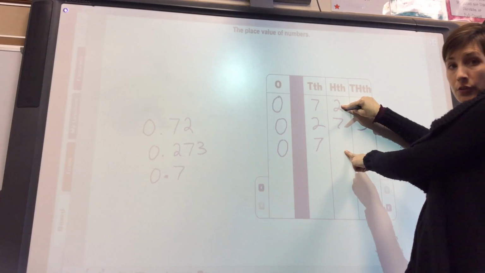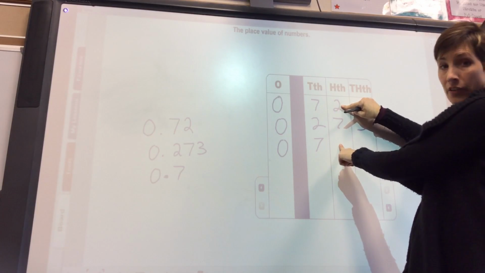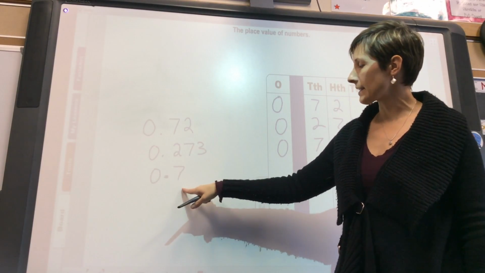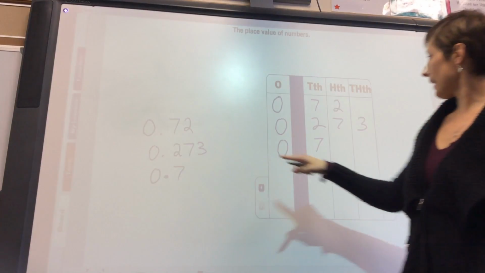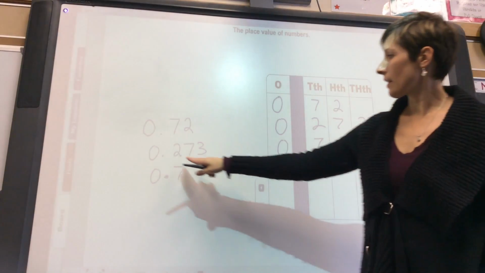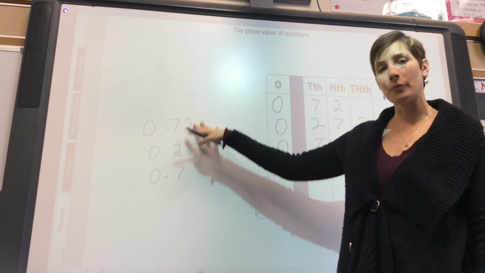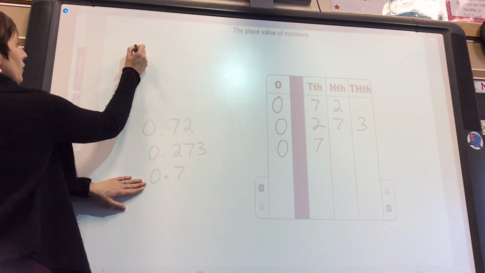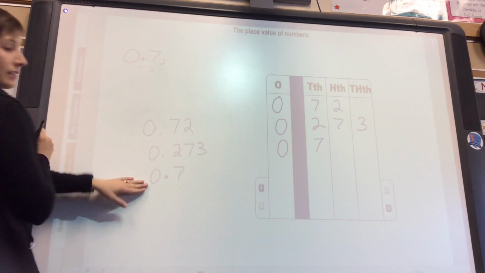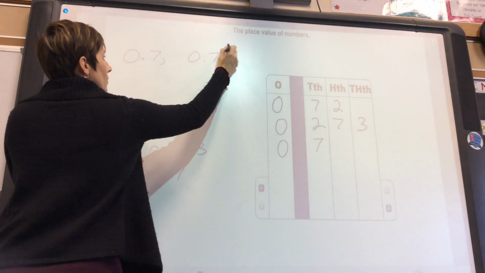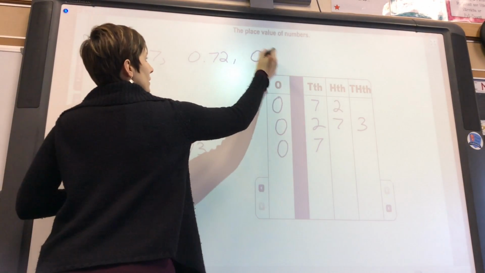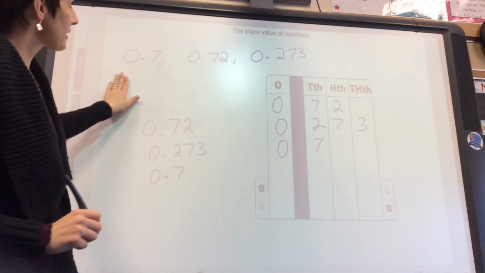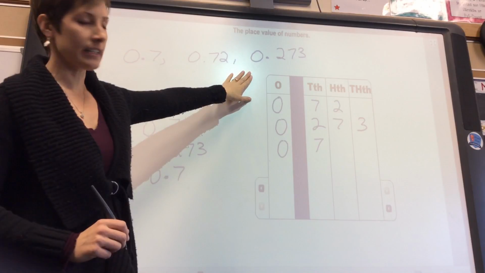This one has a value of 2 hundredths. This one has a value of 0 hundredths. So we know that 72 hundredths is greater than 7 tenths. And since there's only a 2 in the tenths place here, 2 and 73 thousandths would be the smallest number. If we were to list these in order from least to greatest, we would list our 7 tenths, 72 hundredths, and 273 thousandths. That's how we would list those in order from least to greatest.